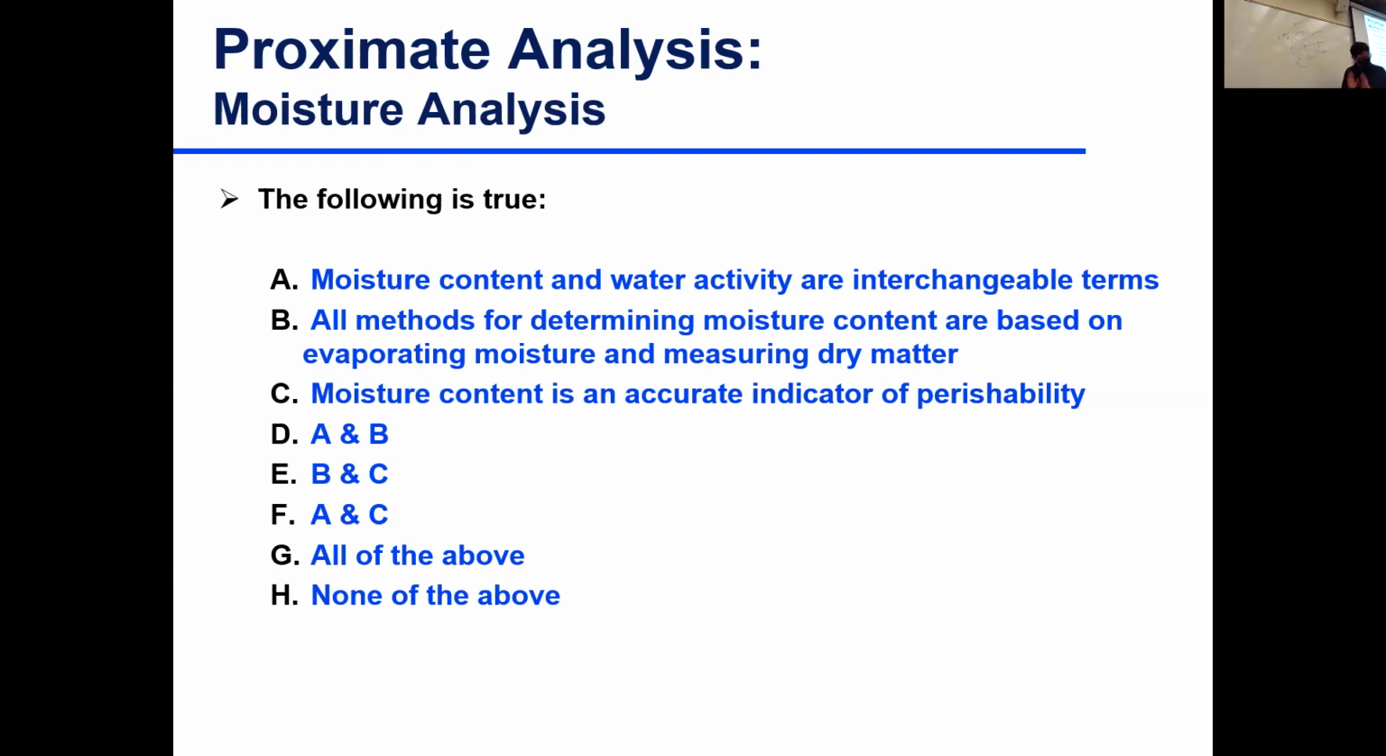So there are the oven methods, but there are also non-oven methods, and the list is really long for moisture analysis. There will be a lot of methods we'll be introduced to. Moisture content is an accurate indicator of perishability. No. Have you taken food chemistry, the water section yet? You talked about water activity being the indicator for perishability. Okay, we will talk about all of these topics as we explain methods of analysis.